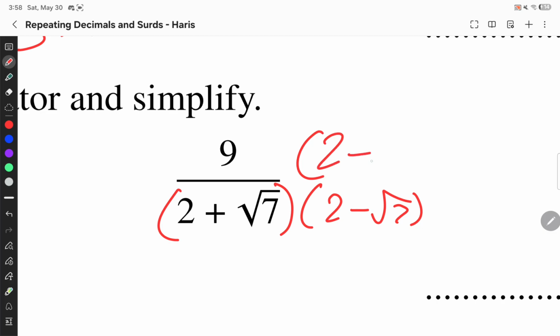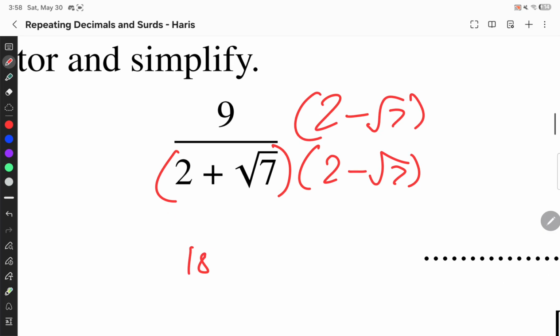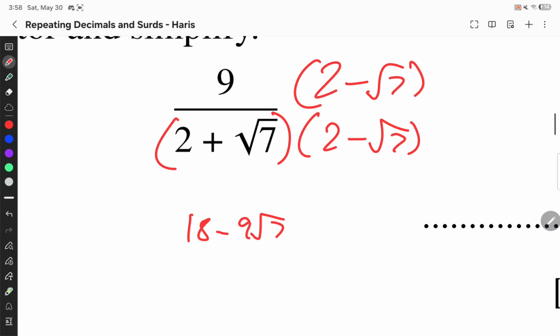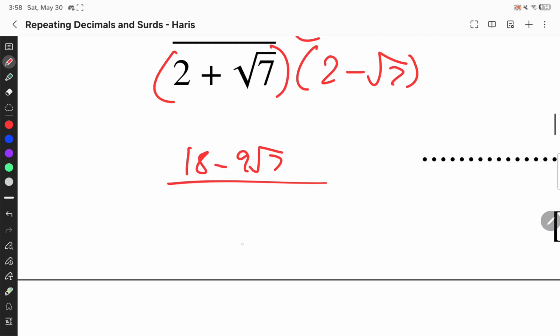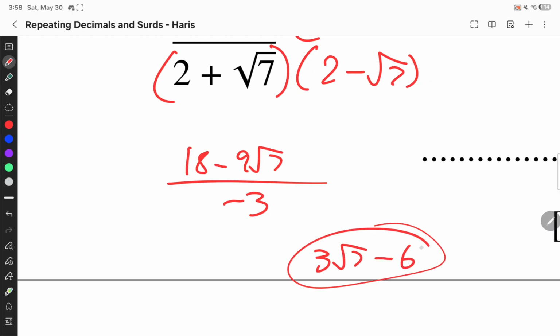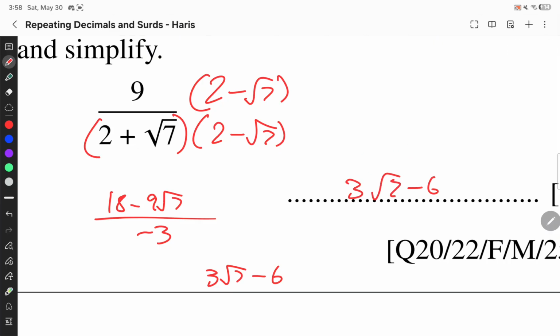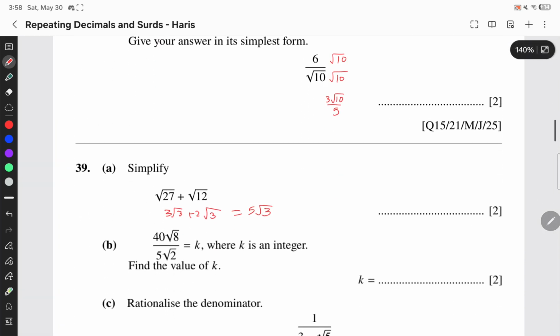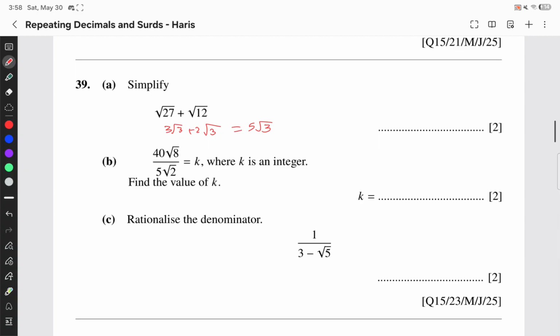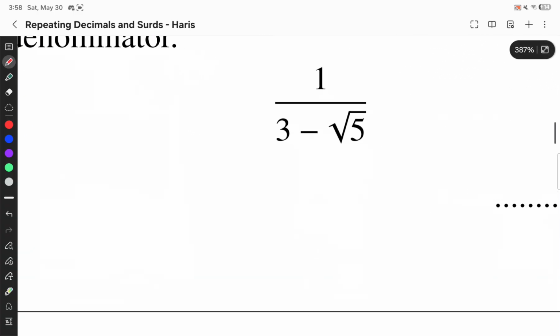on both sides, of course, we get 18 minus 9 root 7 all over what? So this is 2 squared minus root 7 squared. This is minus 7, 4. This is negative 3. So this evaluates to 3 root 7 minus 6. Very easy. You get it, right? Let's do a bit more questions so that we are comfortable with division by this new method.